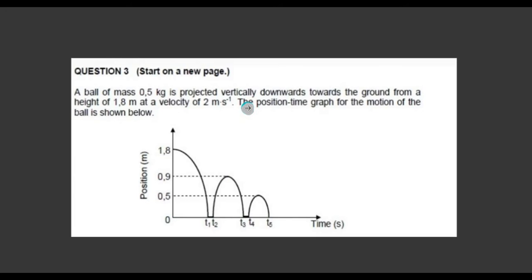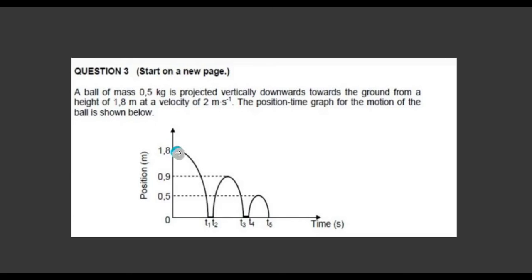And we are given the position time graph for the motion of the ball below. On your y-axis you have your position measured in meters. That means where is your ball at that particular instance. Then here you have your time in seconds, given as times t1, t2, t3, t4 up until t5. So what's happening here? You see between t1 and t2 as well as between t3 and t4. When you see this type of position time graph, what that is telling you is that this ball is going to bounce.